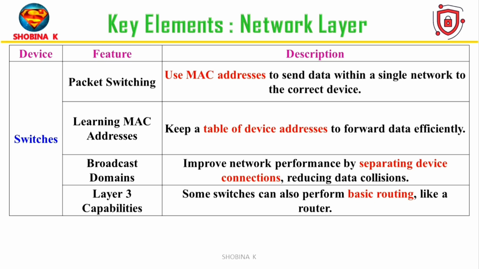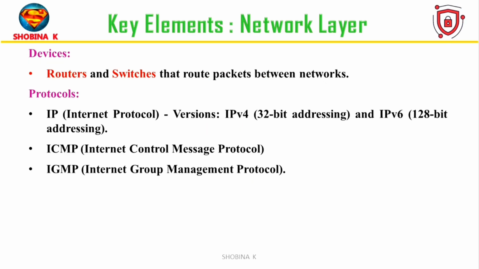Next, some switches have routing abilities, which allow them to make routing decisions and handle IP traffic similar to routers. Therefore, both routers and switches are essential for ensuring efficient and effective communication across networks. With routers, we can manage data flow between networks, whereas switches optimize data transfer within a single network.